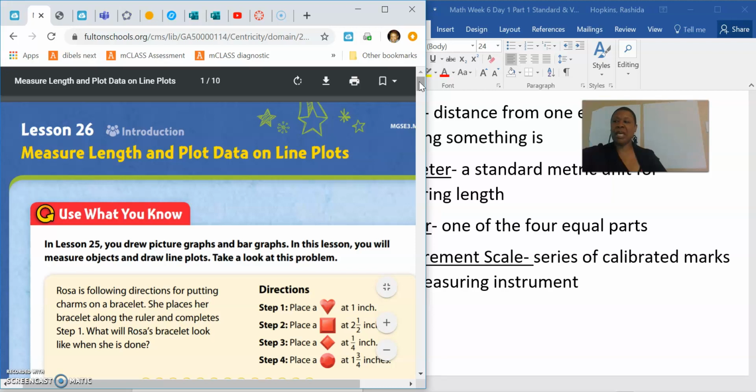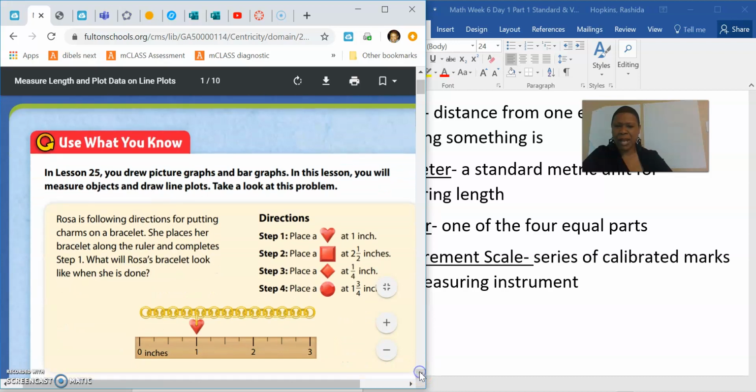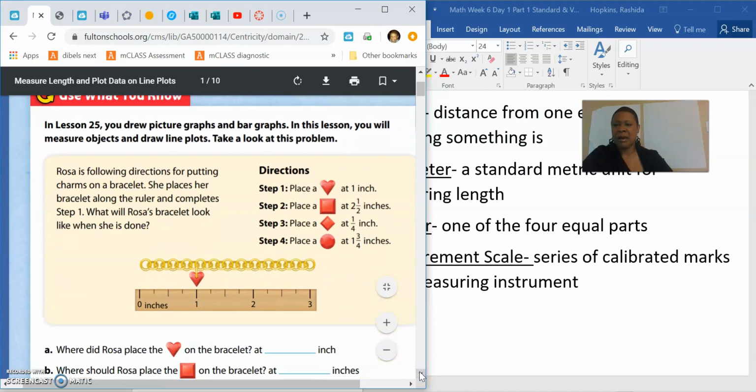If you turn with me, or if you're on your computer or in your packet, you're going to get here. This is in the packet. It's going to be labeled as week 4, and it's the last day. Week 5, and it's that Friday. If you're not in your packet, you're right here. Follow with me. We're going to measure objects and draw line plots, and we're going to take a look at this problem down below.